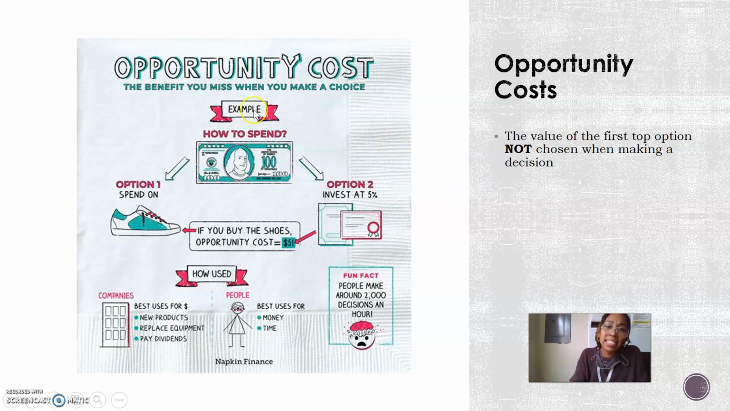So an example of that is, how do you want to spend your $100? You could spend it on these fire sneakers, y'all. These Nikes that just came out. Oh my God, produced by slave labor. But we can talk about that another day. But you want to buy these Nikes for $100? Or you can invest that $100 at 5%.